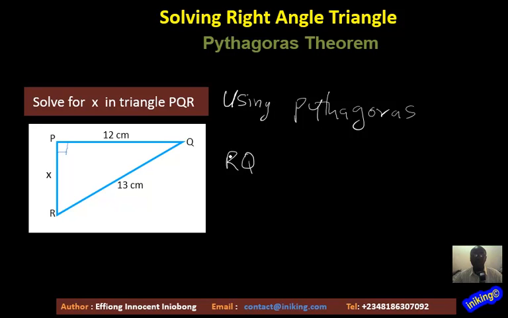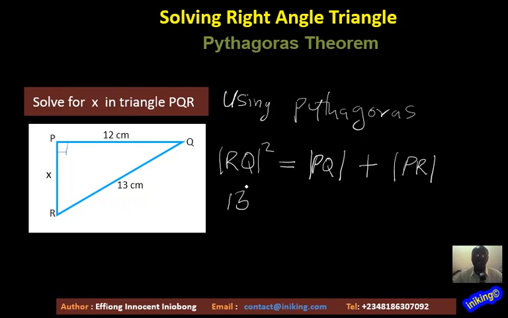RQ, which is my hypotenuse, please always identify that first, square, is equal to, the rule says, the sum of the squares, not the square of the sum, the squares of the other two sides. The other two sides are PQ and PR, okay? RQ is given as 13, so that's 13 square. PQ is given as 12, so that's 12 square. Plus PR, which is x, and x happens to be the value that we are looking for.